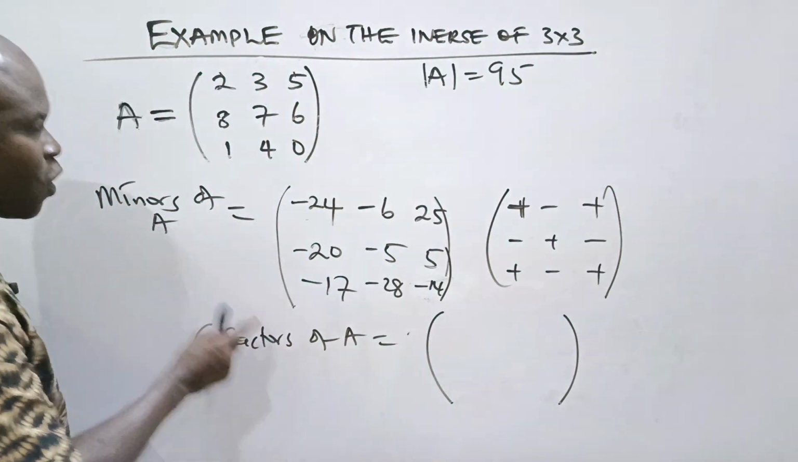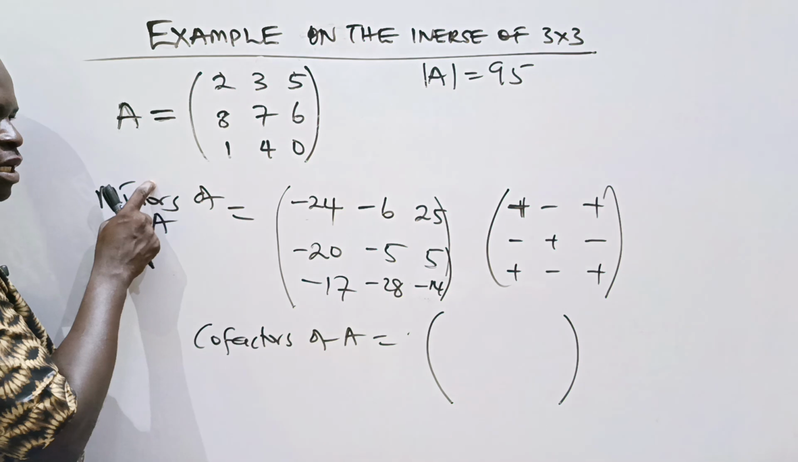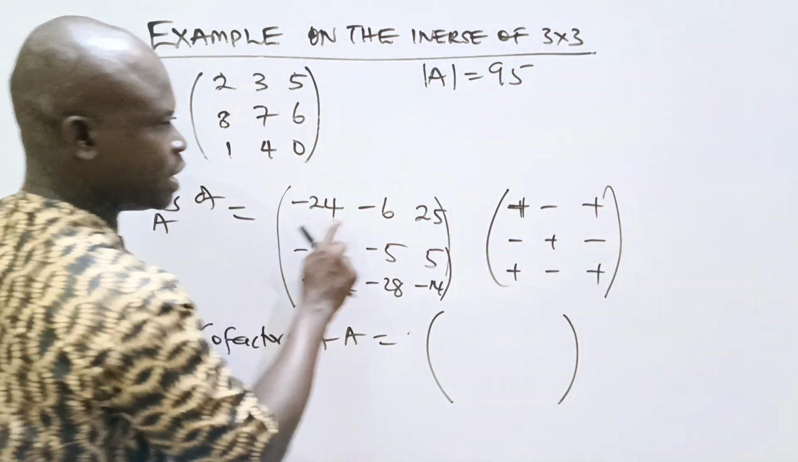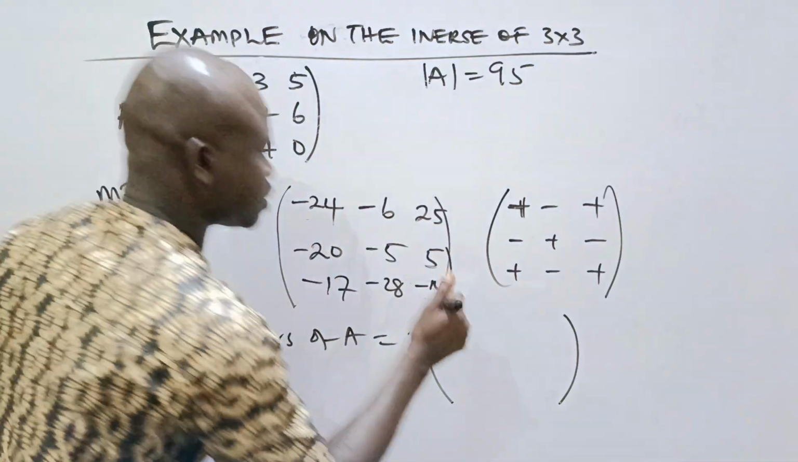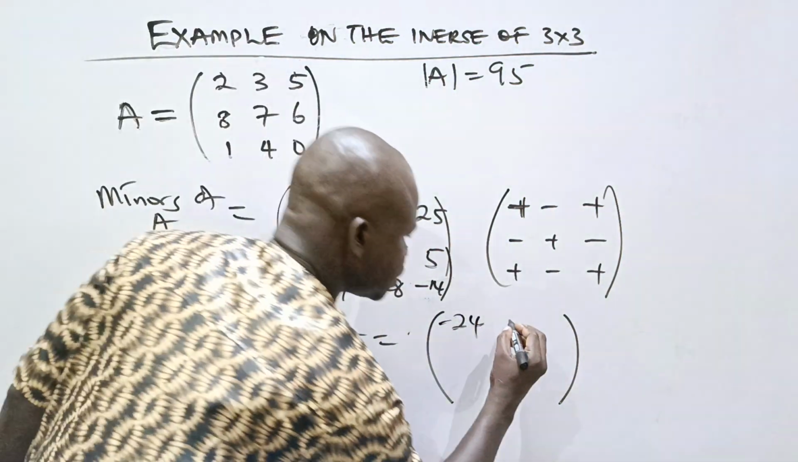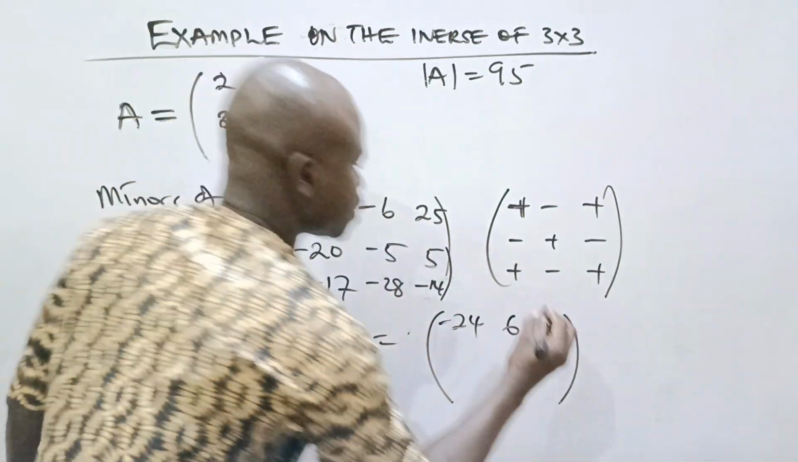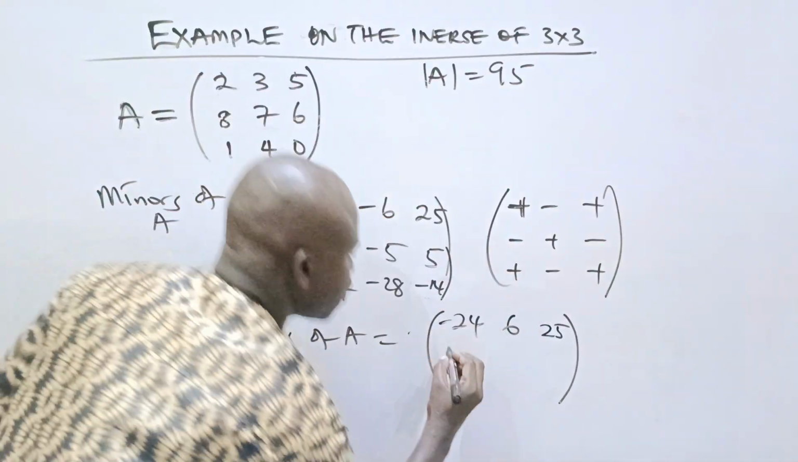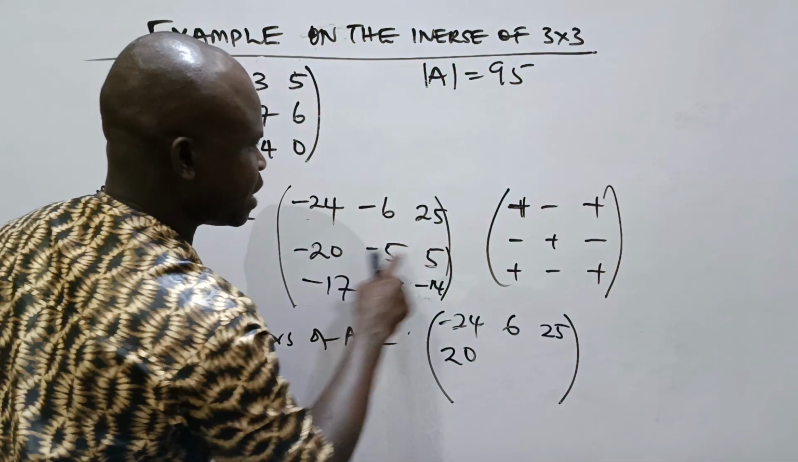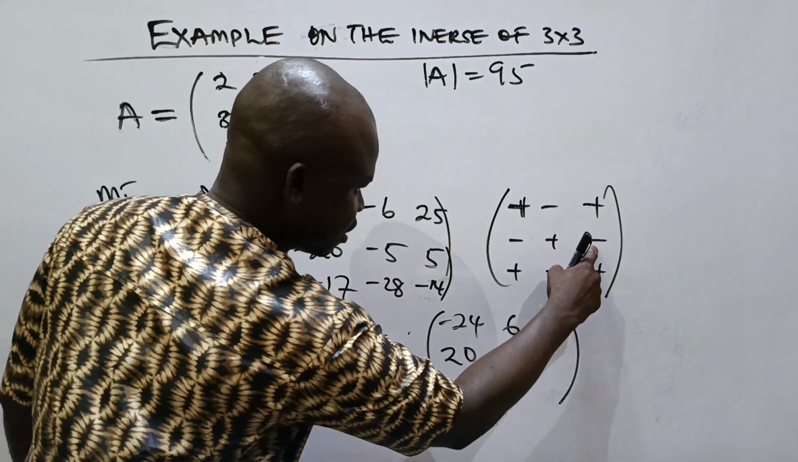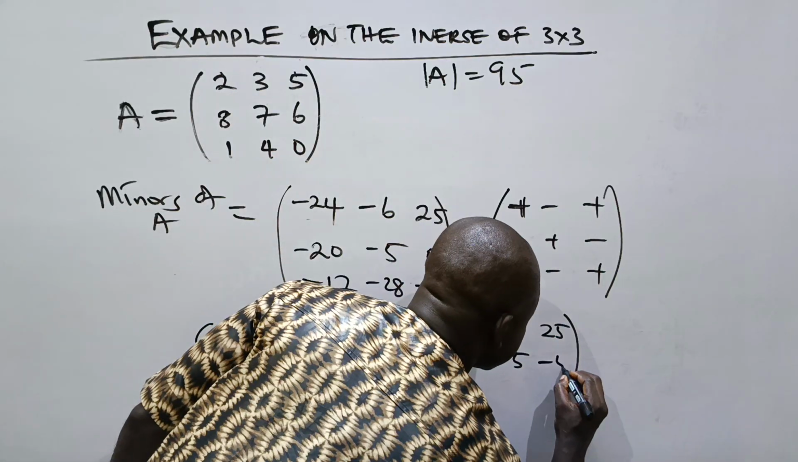If I want to find the cofactor, it simply means the minor multiplied by the appropriate sign. That is the cofactor. Here, this is plus. Plus times minus is minus. So I will still have minus 24 here. Here is minus. Minus times minus is plus. So this will change to 6. Here is plus 25, no problem. Here is minus. Minus times minus is plus. So this will change to 20. Here is minus plus. That's minus 5. Then here I have plus. But here is minus. Minus times plus is minus. So I'm going to have minus 5 here.